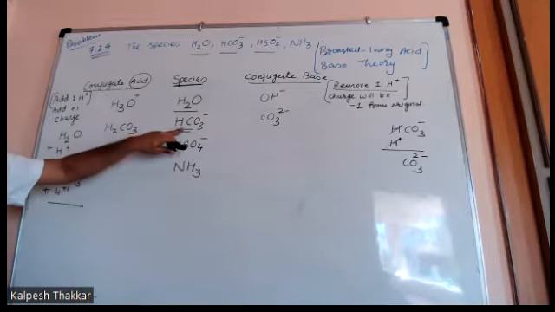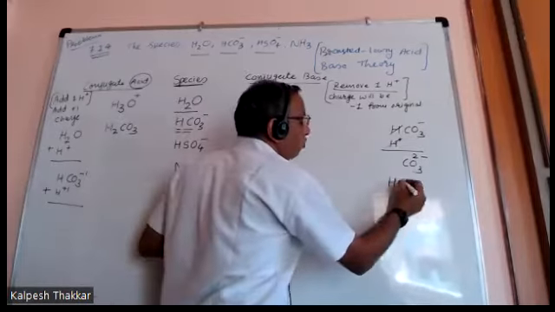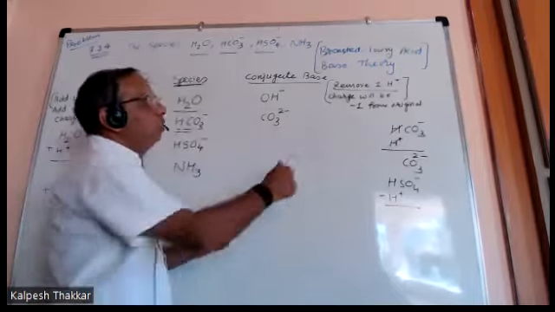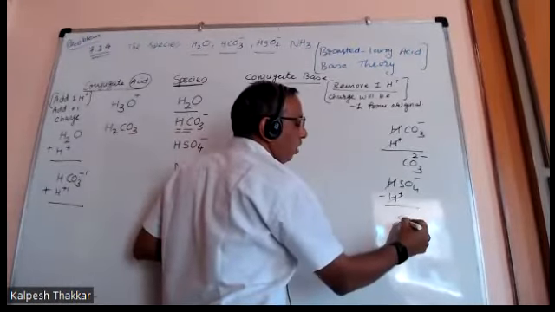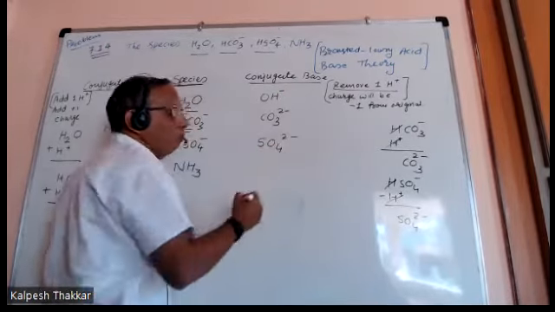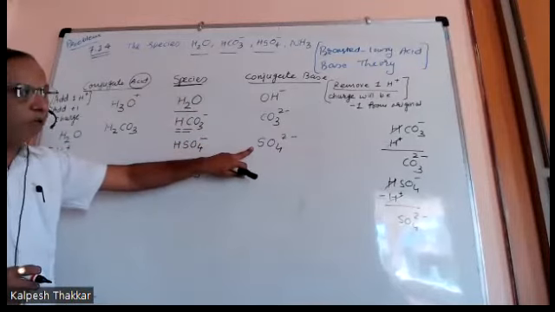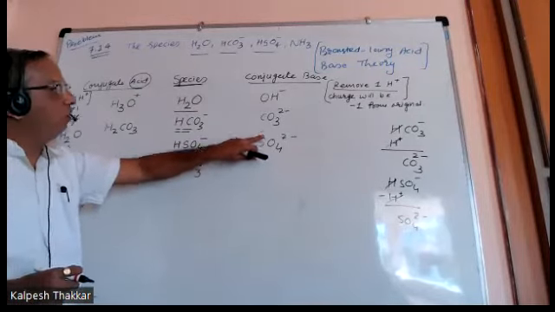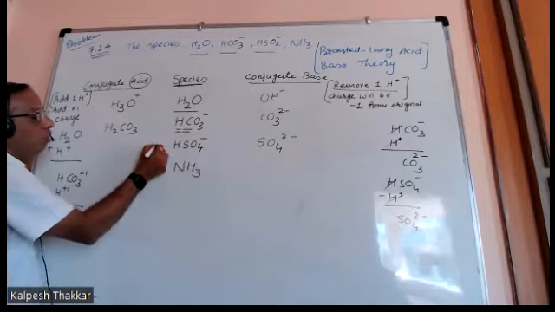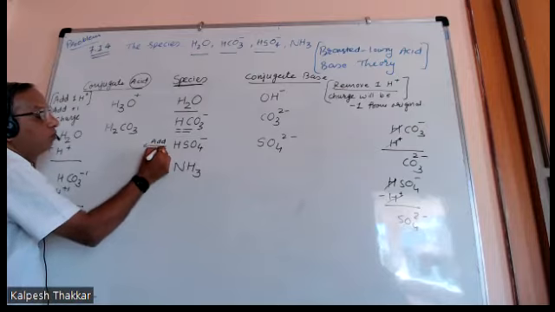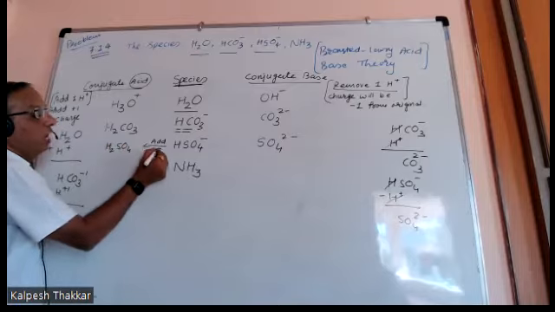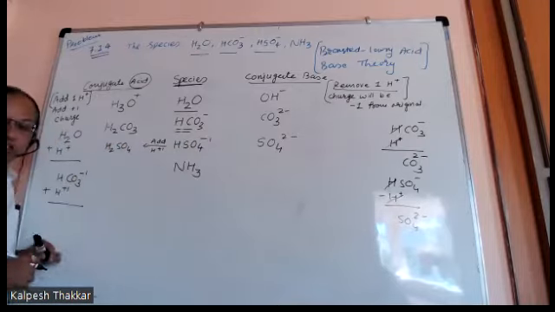Similarly, friends, for HSO4 minus, we have to subtract one H plus to make its conjugate base. The H will be removed, and we get SO4 2 minus, the sulfate ion, which is the conjugate base. Similarly, for the conjugate acid, we have to add one H plus. H plus H gives H2SO4, charge plus 1, minus 1 becomes 0.